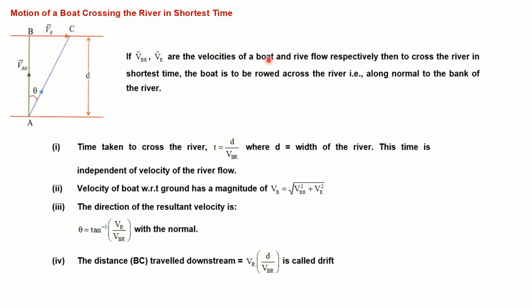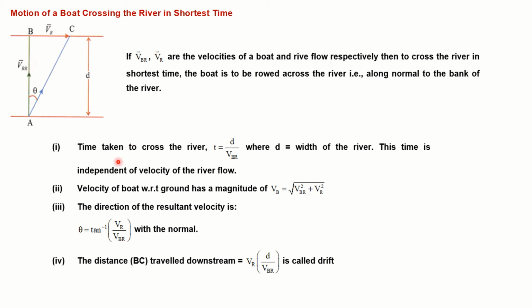Let VBR and VR be the velocity of the boat and the river flow respectively. Then to cross the river in the shortest time, the boat is to be rowed across the river. So it has to go along the normal to the bank of the river, that is, it has to go perpendicularly.